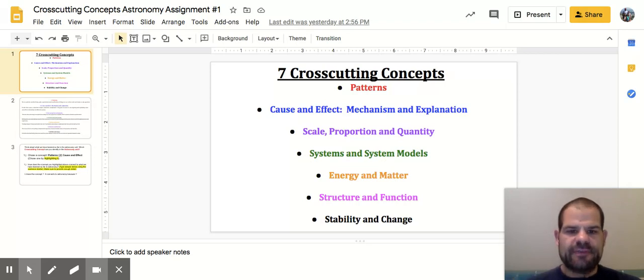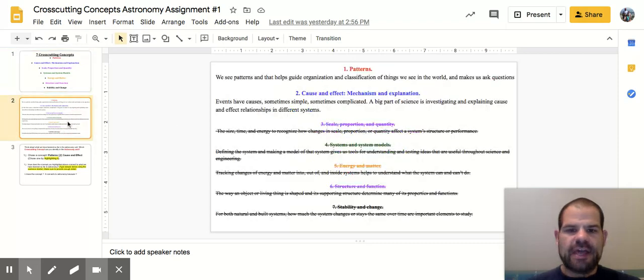So these are the seven. This next slide is going to give you some more detail about what each of the seven mean. But I know this can get a little overwhelming. So for the first one that we're going to do, we're only going to focus on two of the seven. Forget the last five. We're going to focus on either patterns or cause and effect. Don't even worry about the other five right now.